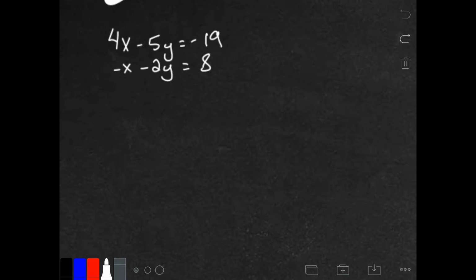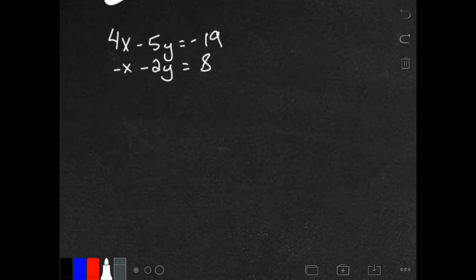So remember, when I want to eliminate, I want to make sure I have opposite coefficients. That means same number, opposite signs. Now if we can't get opposite signs, that's all right. There's a couple different workarounds we can do. But for this first one, I have a 4x and a negative 1x, a 5y and a negative 5y and a negative 2y.